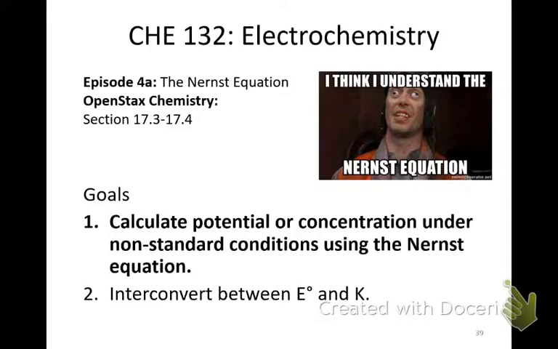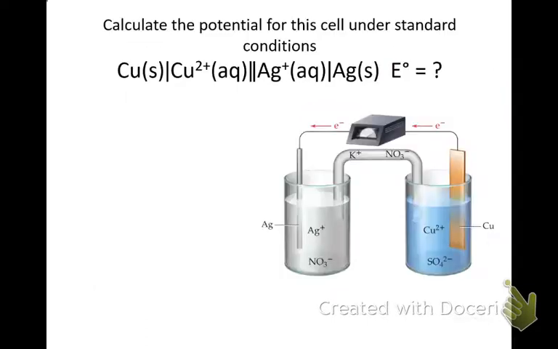In this session, we're going to talk about the Nernst equation, which is another way of saying we're going to talk about the relationship between electrochemistry and equilibrium. You can read about this in sections 17.3 and 17.4 in your textbook. In particular, we're going to talk about calculating with the Nernst equation, and we'll talk more about electrochemistry and equilibrium in the next video.